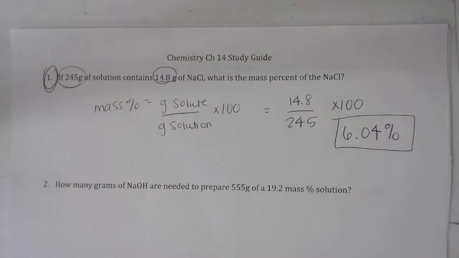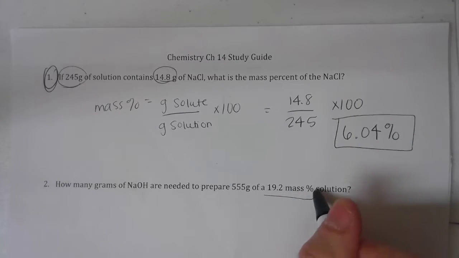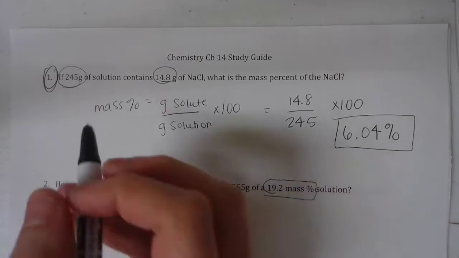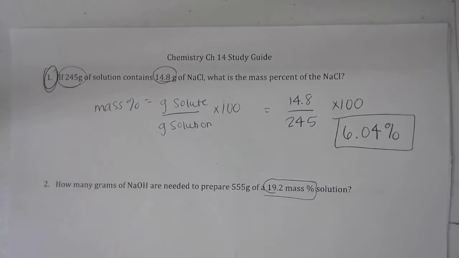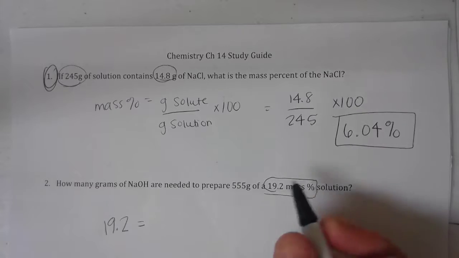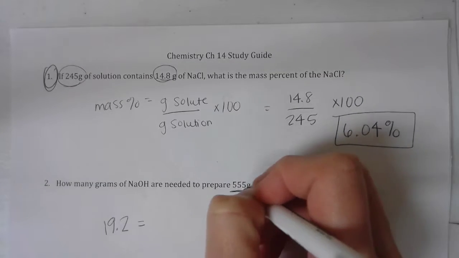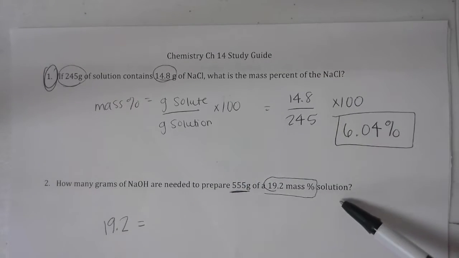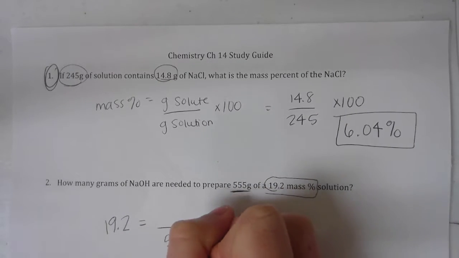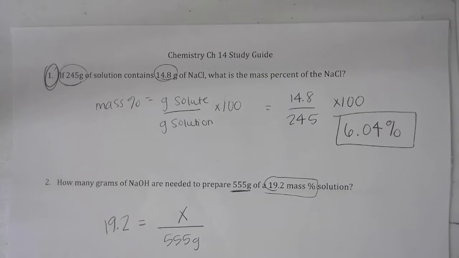Alright, for my next one, it's again a mass percent solution equation, but they've given us the mass percent. So when you see this, you plug it in for mass percent, of course. So I use the same equation that's up here and just plug in 19.2 for your percent. And then 555 grams is your solution, the amount of solution. So I'll just put that on the bottom, 555 grams, and we're going to put X up here because I'm looking for my solute.